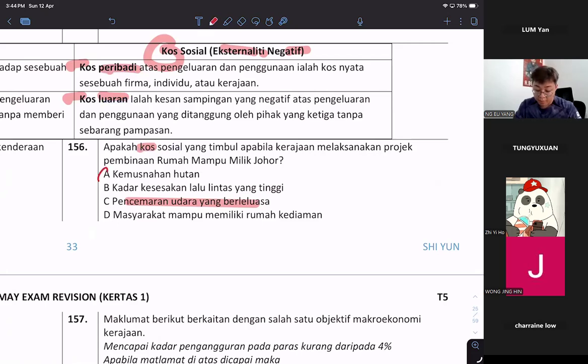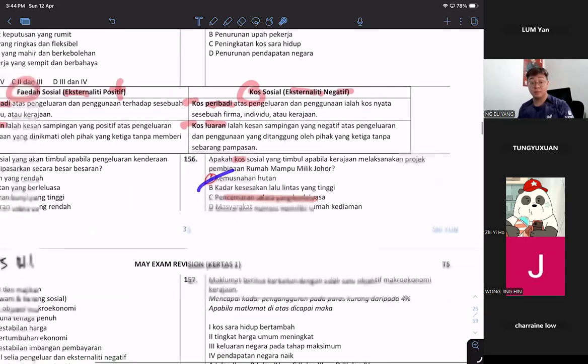Yes, it's A, because the hutang dimusnahkan has to be borne by the kerajaan and all the people, directly or indirectly. Okay, A, B, C, D. You say E, all of the above, to make me call out your name. A, kemusnahan hutang. Okay, good.